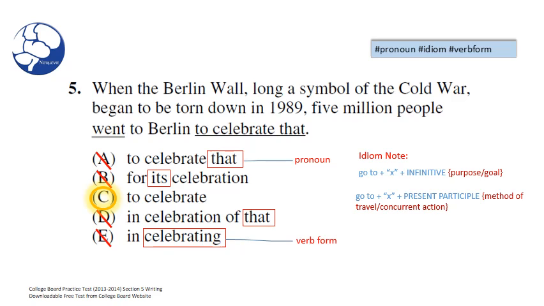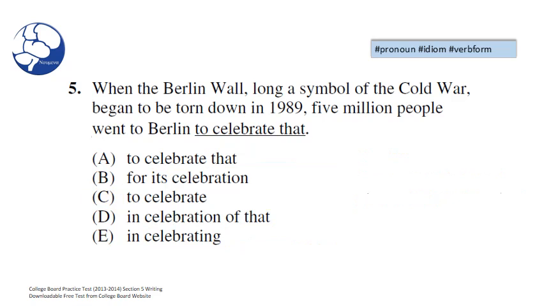Now let's try this one more time and see if you can keep up with us. Alright, it's that time again. You've already been exposed to the grammar that's involved in this question, so let's see if you can answer this question any better than you did the first time. Are you ready? I'll read the question, and then we'll go through all the choices and see if you can find the answer and remember the grammar concept associated with all the wrong answers. Here we go. When the Berlin Wall, long a symbol of the Cold War, began to be torn down in 1989, 5 million people went to Berlin to celebrate that. Are you ready? Get set, go.